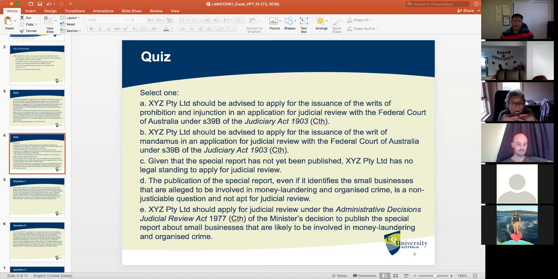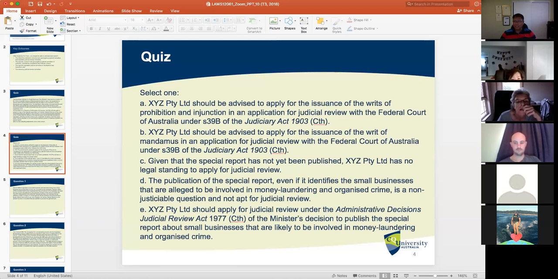Now, why letter A? What would be the basis for an application for the issuance of the writ of prohibition and injunction? Why not the ADJR Act? Well, it hasn't been published yet, so that's why you're asking for a prohibitive injunction, because it hasn't actually been published. Okay, but why can't XYZ Proprietary Limited have recourse under the ADJR Act?